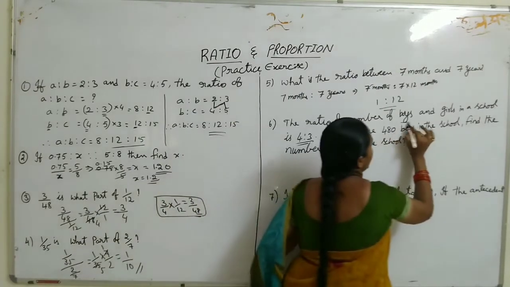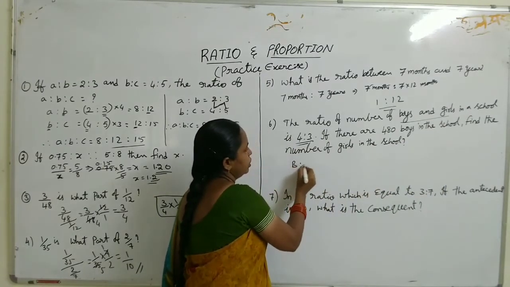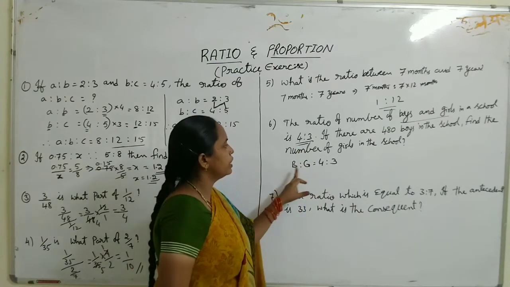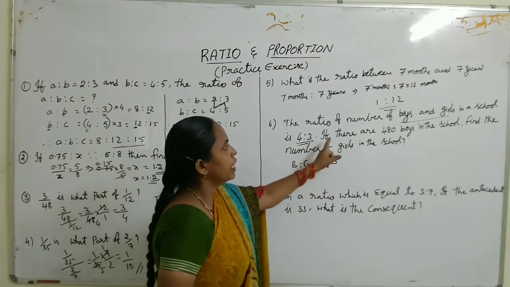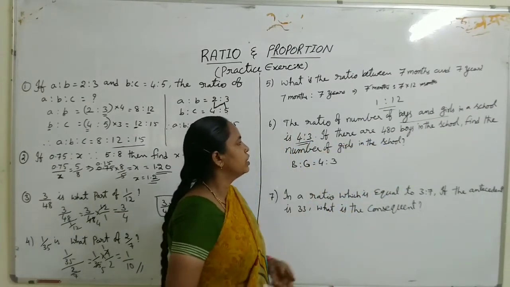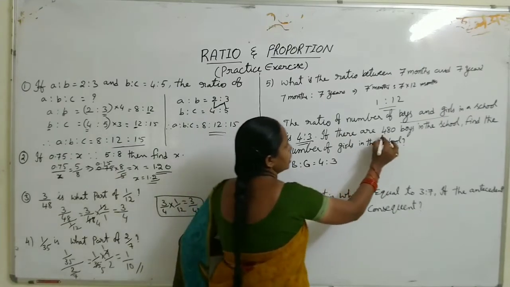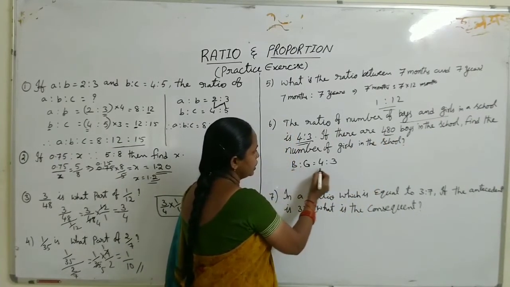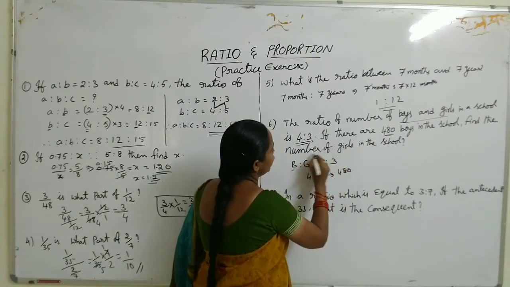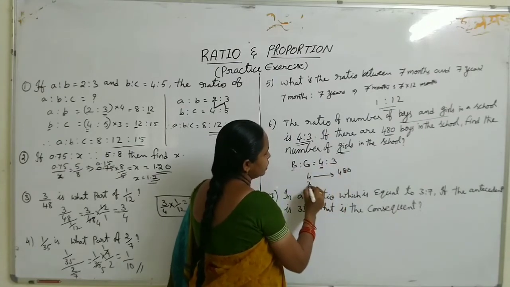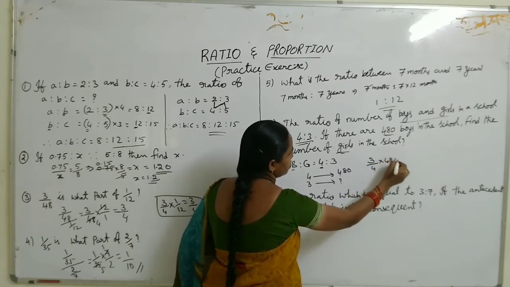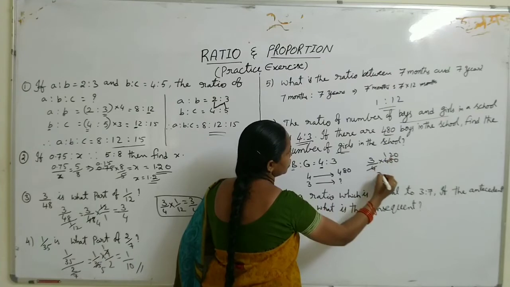Next, the 6th one. The ratio of the number of boys and girls in a school is 4:3. So boys and girls, the order is very important. That is boys and girls equal to 4:3. If there are 480 boys in the school, find the number of girls in the school. So here the number of boys is given, 480. Boys units is 4. So 4 units equal to 480. Then what we have to find out here is the number of girls. So what is the value of 3 units? That is 3 by 4 into 480. 4 ones, 4 twos, 0. That is 360 girls.